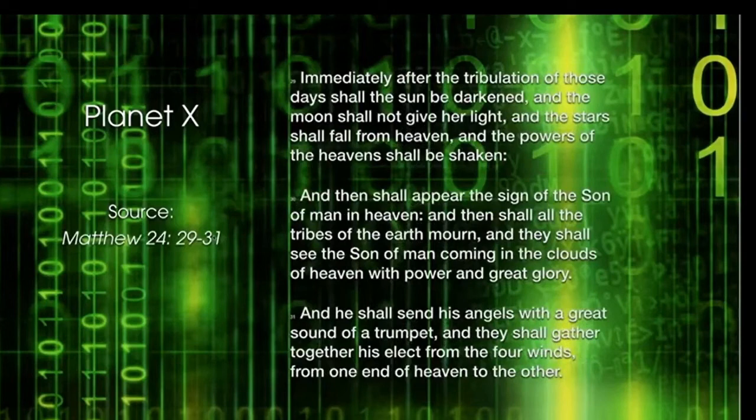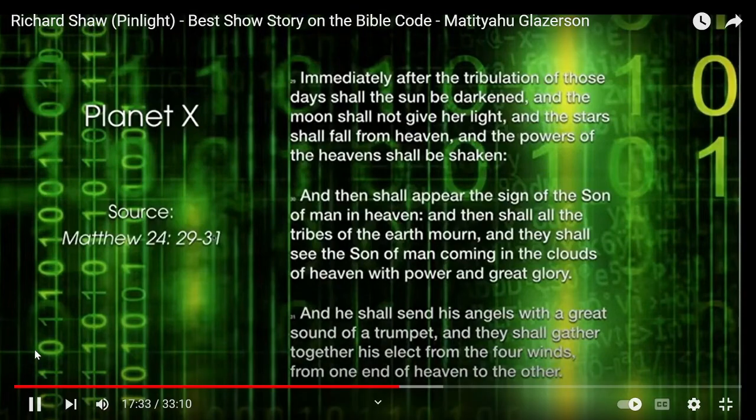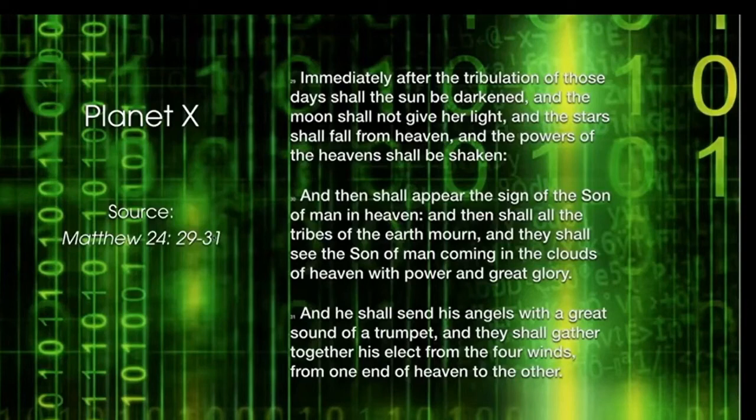Here is that scripture in Matthew 24. Immediately after the tribulation of those days shall the sun be darkened, and the moon shall not give her light, and the stars shall fall from heaven, and the powers of the heavens shall be shaken. Did that sound like some kind of major astronomical event? And then shall appear the sign of the Son of Man in heaven, and then shall all the tribes of the earth mourn, and they shall see the Son of Man coming in the clouds of heaven with power and great glory.